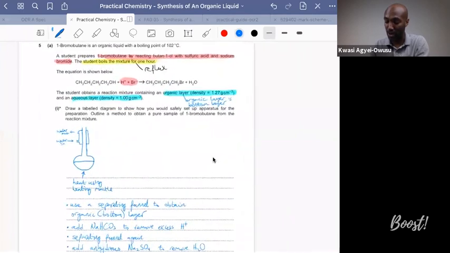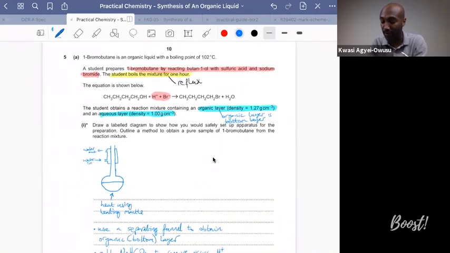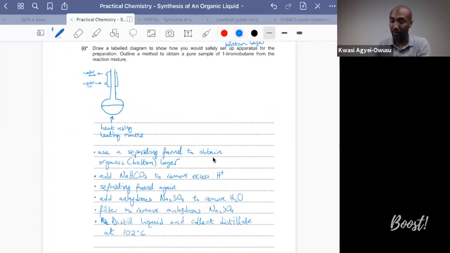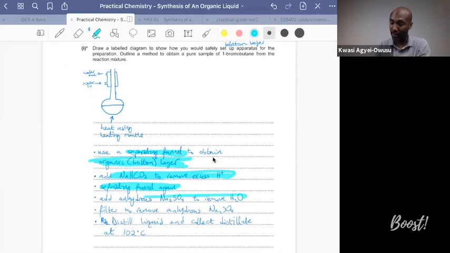So if we go back to the requirements, it says draw a labelled diagram to show how you would safely set up the apparatus for the preparation. So we would need to show that we knew how to set up for a reflux, which we've done. And we're going to outline a method to obtain a pure sample of 1-bromobutane from the reaction mixture. So we're going to use a separating funnel, which is key here. The organic layer is the bottom layer because it's more dense. And we're going to wash it with some sodium hydrogen carbonate to get rid of excess acid. Separate using a separating funnel again. Dry it with anhydrous sodium sulfate.